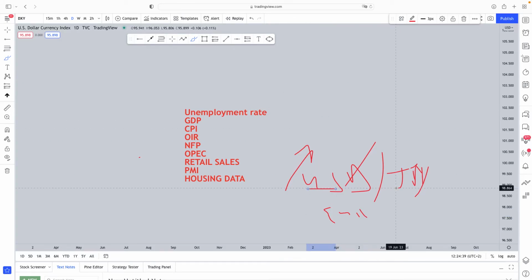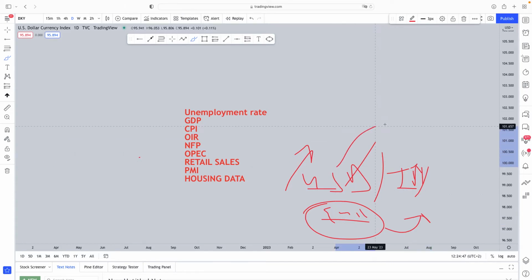You are buying the dollar against the Japanese yen, and you are selling. You are saying that the euro is going to get weaker against the dollar. Yeah, you're saying that the US dollar is going to get stronger against the Japanese yen.